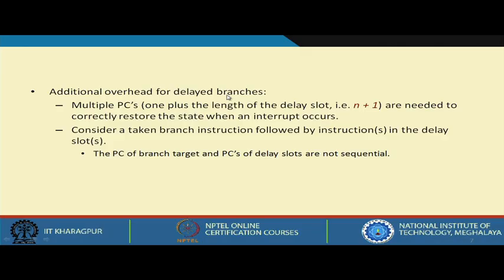Fine. So, for delayed branches there are some other difficulties, like having multiple program counters, because in fact it will be n plus 1. Other than the target address, all the instructions in the delay slot also need to be restarted if there is an interrupt in between. So, there are multiple values of the program counter that need to be saved, because the PC of the branch target and the PC of the delay slot are not sequential. The branch goes somewhere else, and the delay slot instructions are right after the branch.